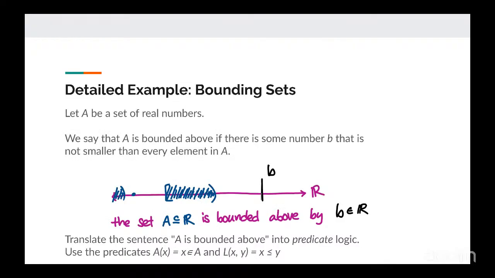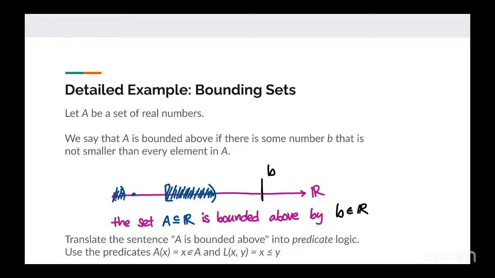Okay. So we're going to go through this detailed example, and I hope that by going through it, it will refresh your memory and make you feel a little bit more confident for any question you could get on the exam. So let's begin by giving you a little bit of context. The problem that we're going to be looking at today has to do with real numbers. So let's imagine some collection of real numbers, and I'm going to call that A. In this diagram, I've written A, it's completely arbitrary, but I've drawn it as this blue set here. Okay, so what do we know about A? Well, I'm going to say that A is bounded above if there is some number B, this black B here, that is not smaller than every element in A.